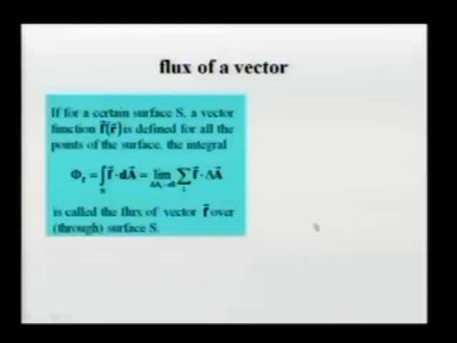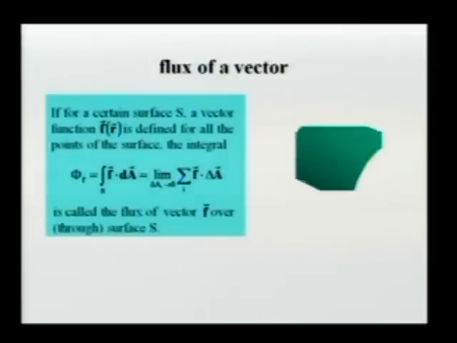For a certain surface S, if a vector function f of r is defined for all points of the surface, this particular integral is called the flux of vector f over or through surface S. It's not "of surface S". It is over or through. Well, let's take a look at how we construct this sum.